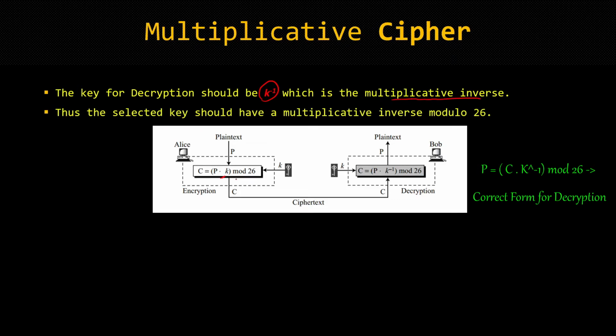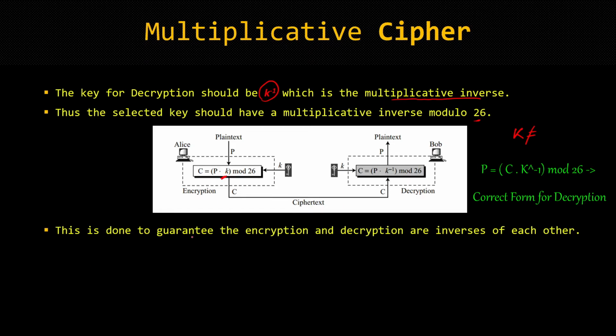So this is the multiplicative inverse. Now the key that we are selecting should have a multiplicative inverse modulo 26. If it doesn't have a multiplicative inverse, then we cannot use that k for encryption and decryption. So why should it have a multiplicative inverse? This is done so that we can guarantee that the encryption and decryption are inverses of each other.